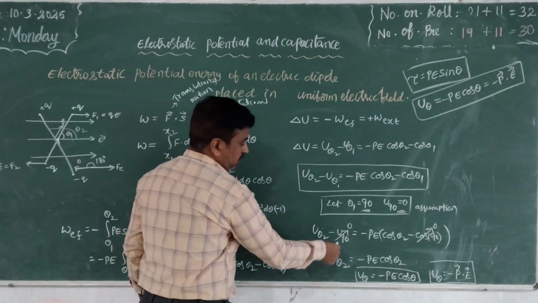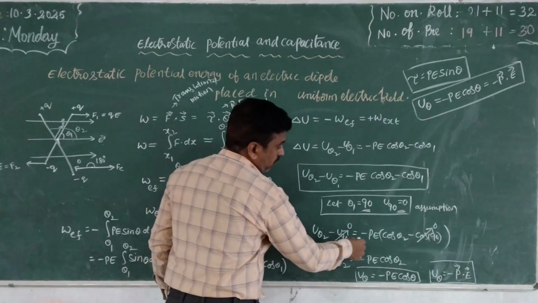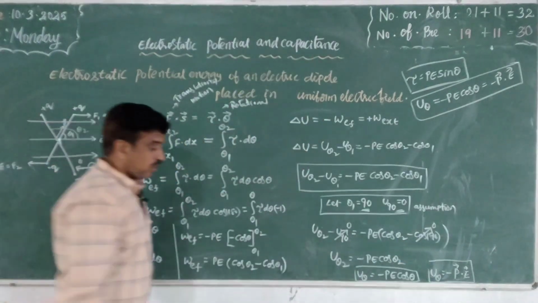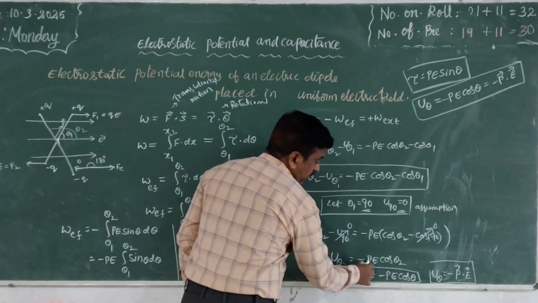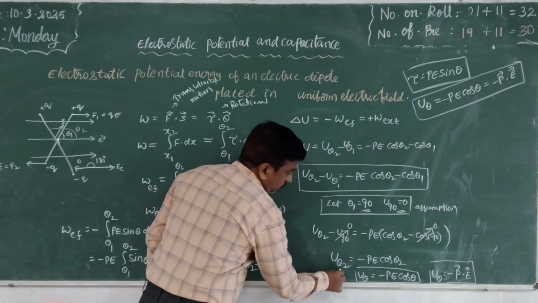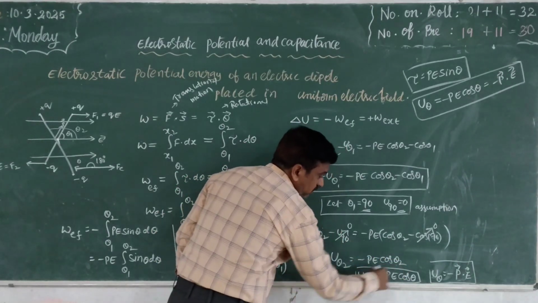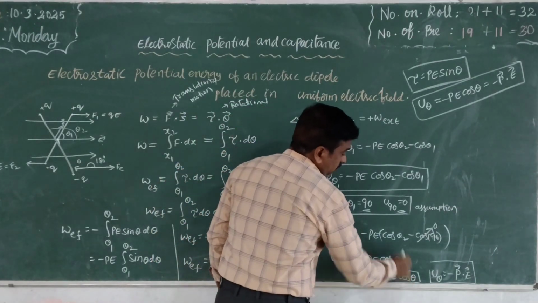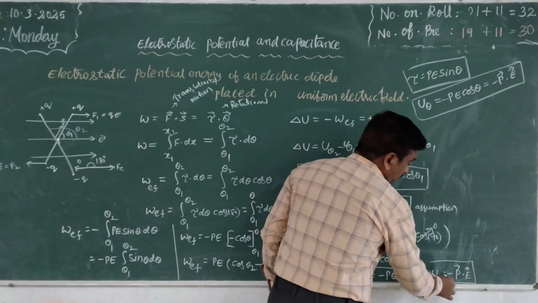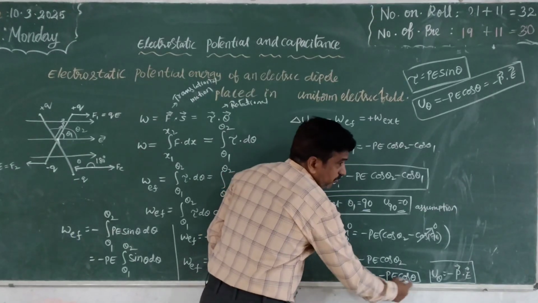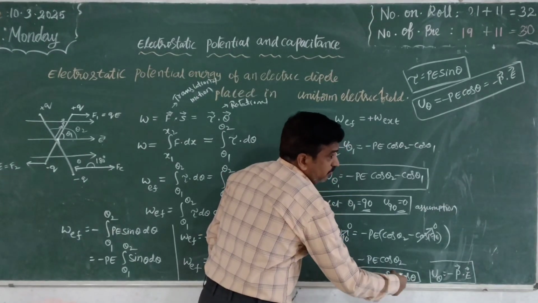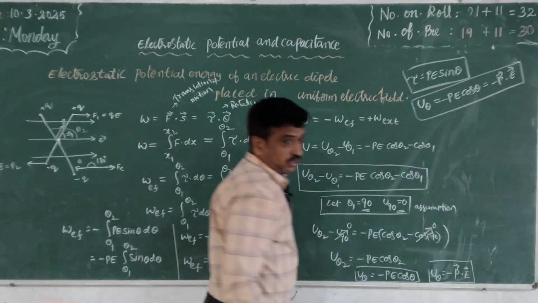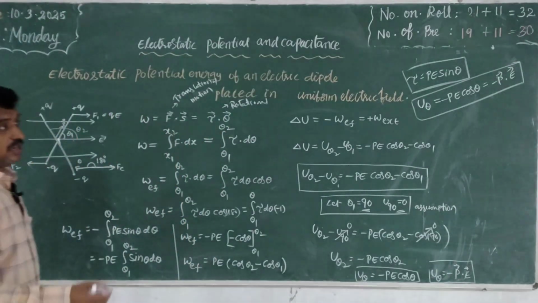So we can substitute here, and we get U theta 2 equals minus Pe (cos theta 2 minus cos 90). Cos 90 is 0. We get U theta 2 equals minus Pe cos theta 2. Here theta 2 is there, so we can write theta, that is U theta equals minus Pe cos theta. Like A dot B means AB cos theta, Pe cos theta means P dot E. P means electric dipole moment, E means electric field.